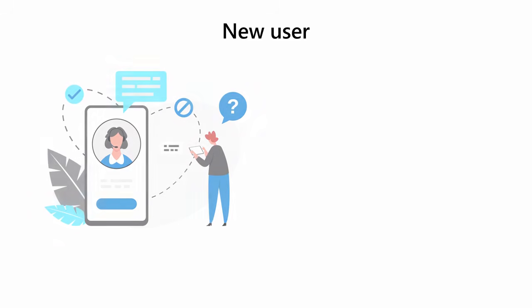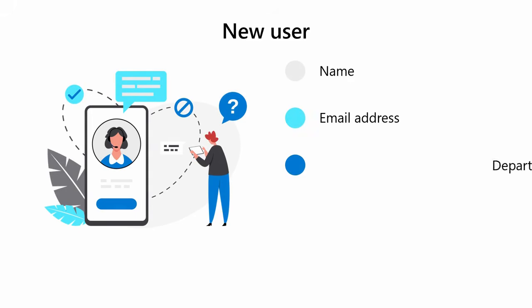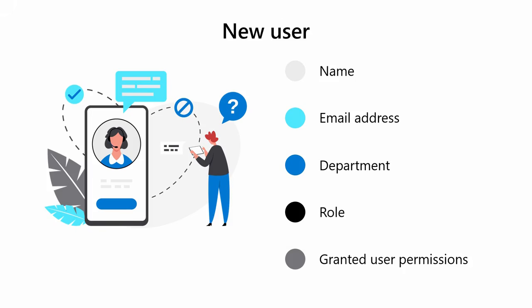When a new user joins a firm, they are added to the Active Directory. All the user information, such as their name, email address, department, and role within the company, is uploaded to the system. The administrator then allocates the necessary user permissions to the system.